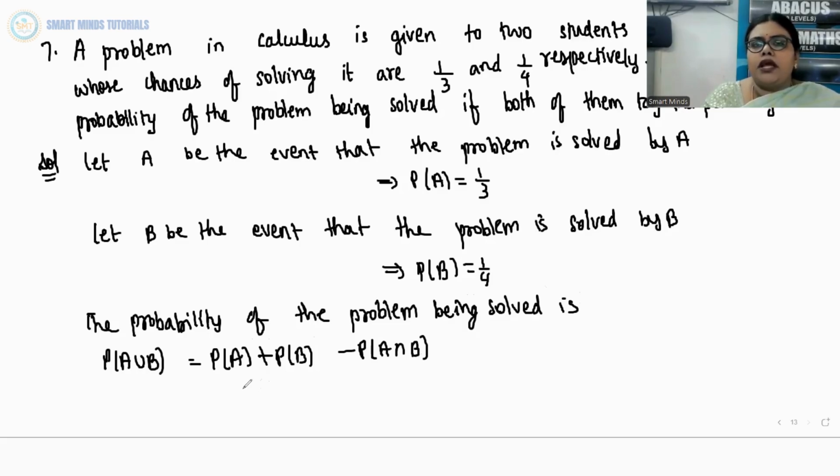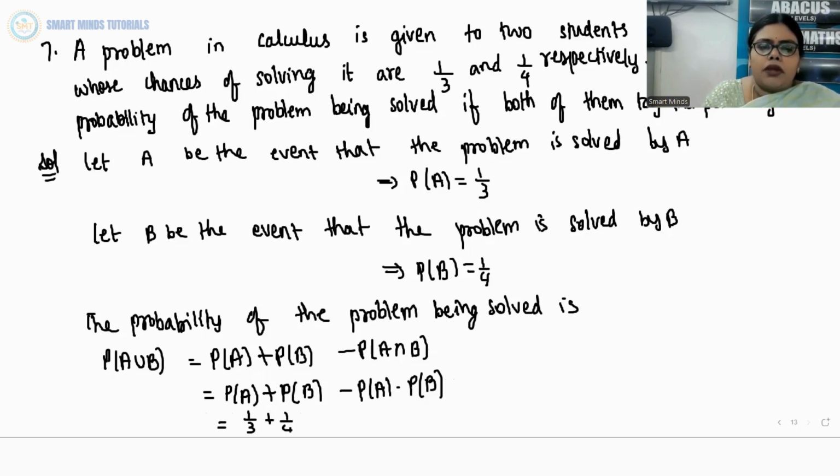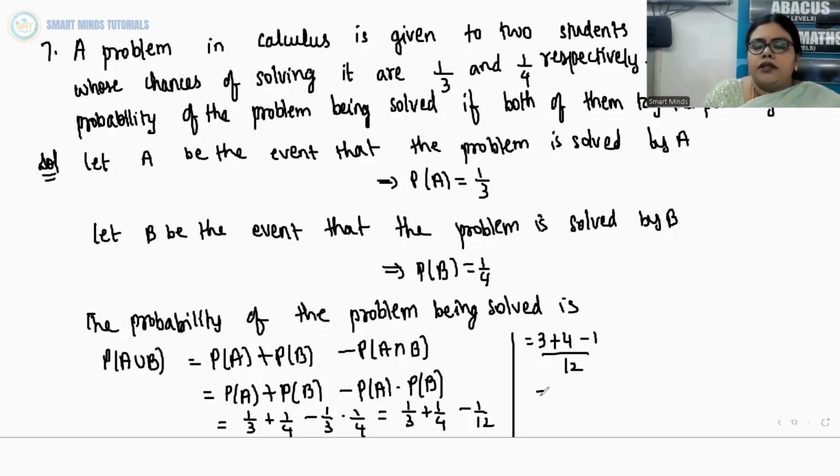But as you can see, A and B are two students, so these are two independent events. So you can write it as P of A plus P of B minus P of A into P of B, because whenever events are independent, we can write P of A intersection B as P of A into P of B. So that is P of A is 1 by 3 plus 1 by 4 minus 1 by 3 into 1 by 4. That is 1 by 3 plus 1 by 4 minus 1 by 12. If you take the LCM, you get (3 plus 4 minus 1) by 12. That is 6 by 12, which is equal to 1 by 2. 1 by 2 is the final answer.